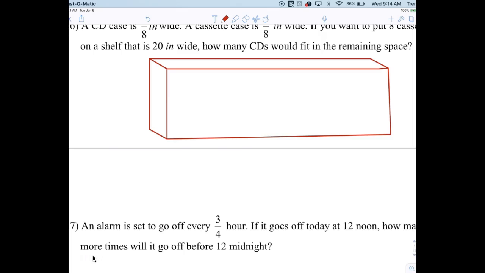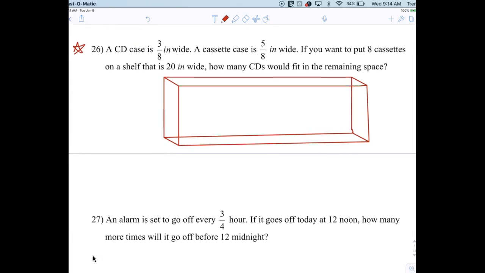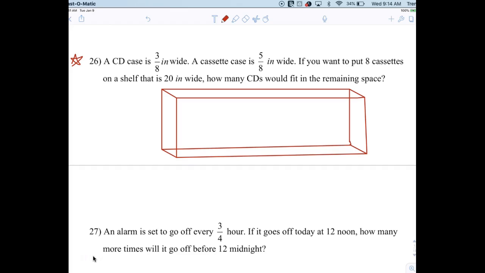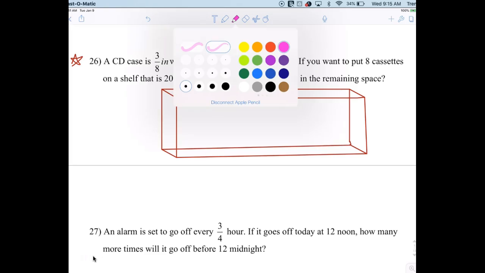We could finish it off by drawing something down here a little bit more, and it's not exactly correct, but we would say something about like this. Hopefully you understand what I'm trying to draw here, there's my case. It says I'm going to put things on the shelf, and I'm going to put 8 cassettes. So I'm now going to try to draw the 8 cassettes for you.